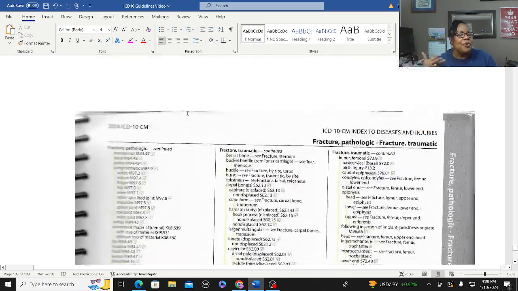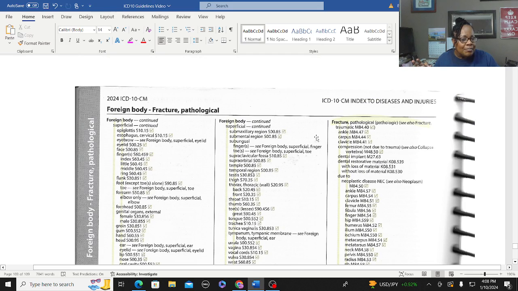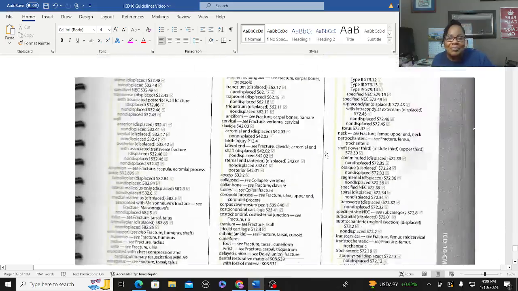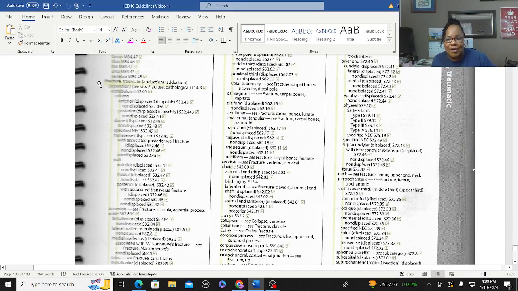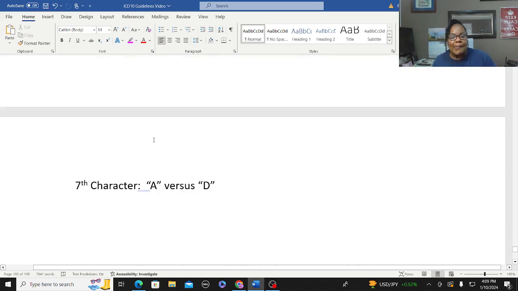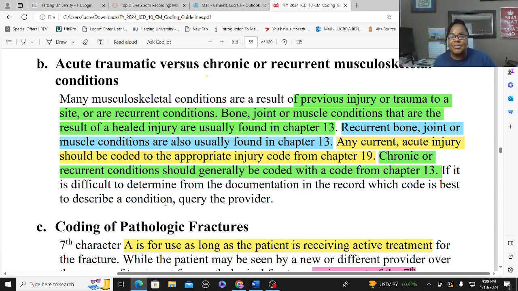And you'll get to the point where you almost learn these codes or know them. When I see an M code, I automatically know it's a pathological fracture. And when I see the S code, I know that it's some type of traumatic fracture. Okay? You'll get to learn your different types of fractures. All right, and it's going into seventh character A versus D. So let's go back to the guidelines.